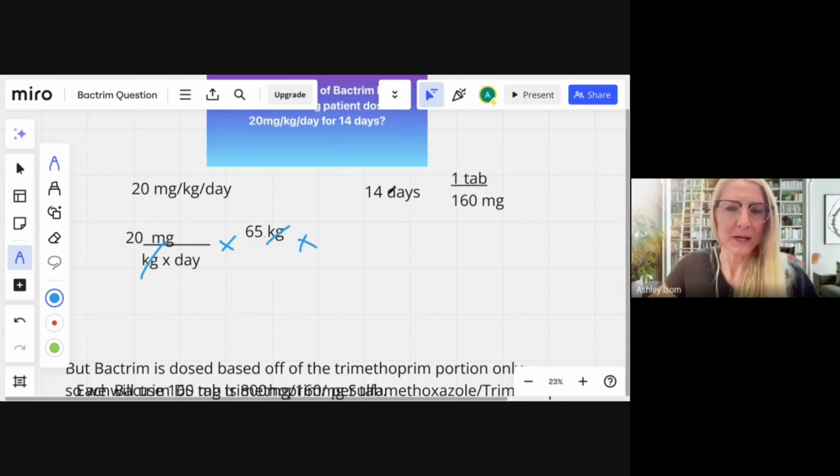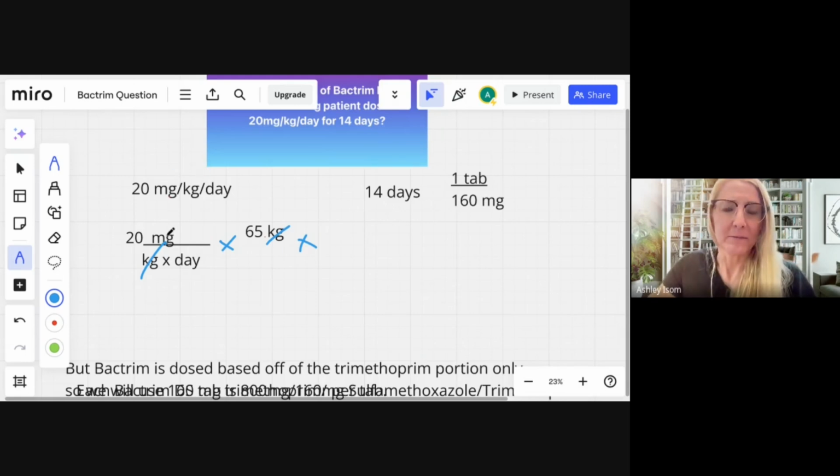And that means then that I have 14 days, but I don't think I want to use that yet. Here's the reason why. I need to find out how many tabs per day first, because the number most likely is not going to distribute evenly if we times by 14 days. Let's do just one day first and go from there.